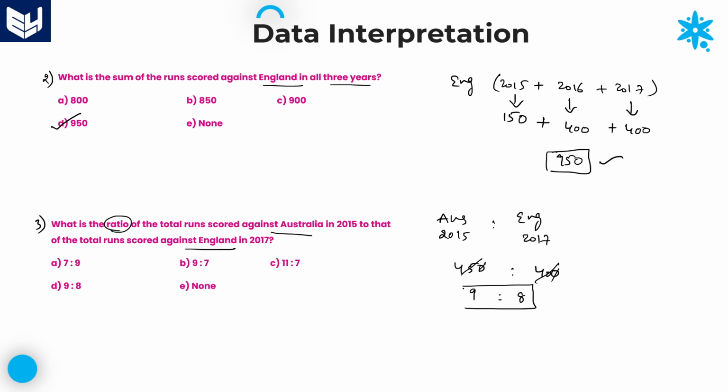Therefore, the ratio of the number of runs scored against Australia in the year 2015 and the number of runs scored against England in the year 2017 is equal to 9:8. Look at the options. Among the options, 9:8 is there at option D. Therefore, option D is the right answer for this question. Option D.